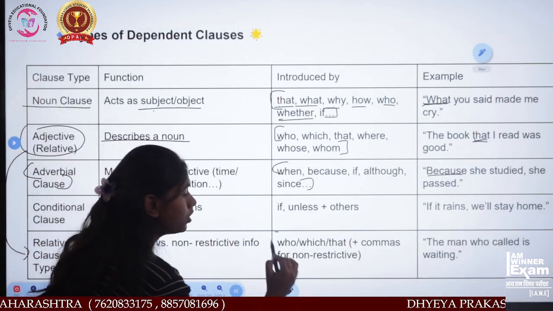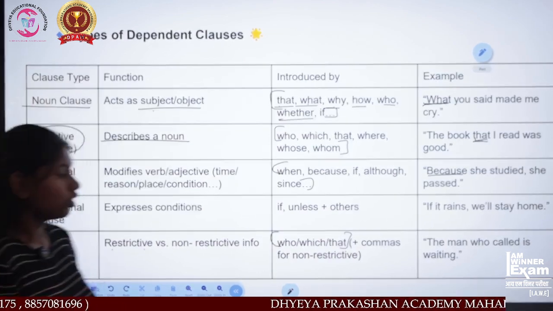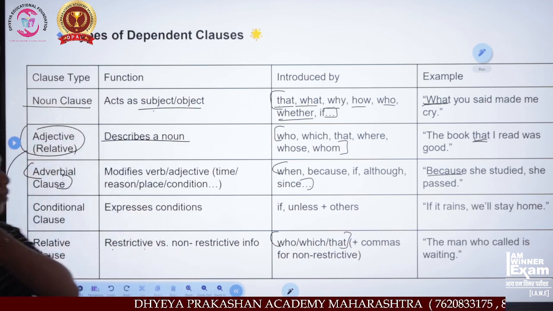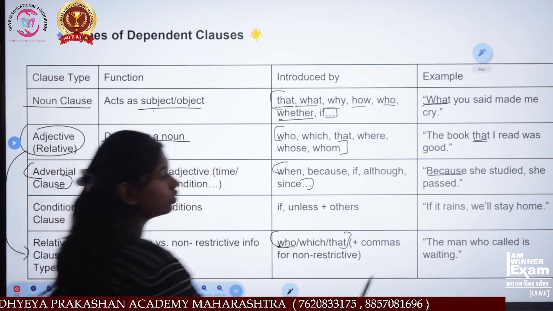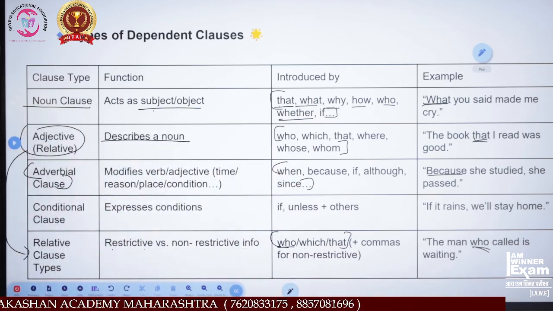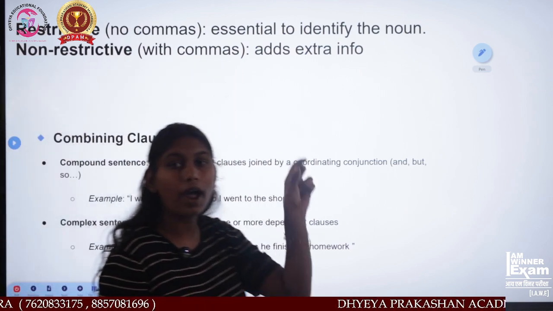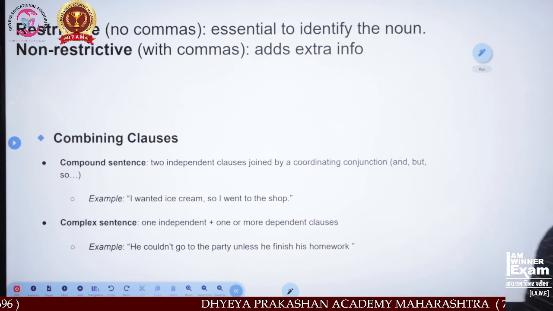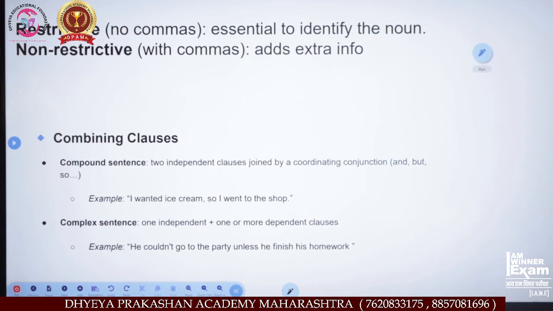Now these are some words by which you can identify the relative clause types. So here, the man who called is waiting. Now, man who called, who is waiting. So like this, okay. And next, restrictive with no commas, essential to identify the noun. And then non-restrictive with commas means adds extra information to the sentences, okay.